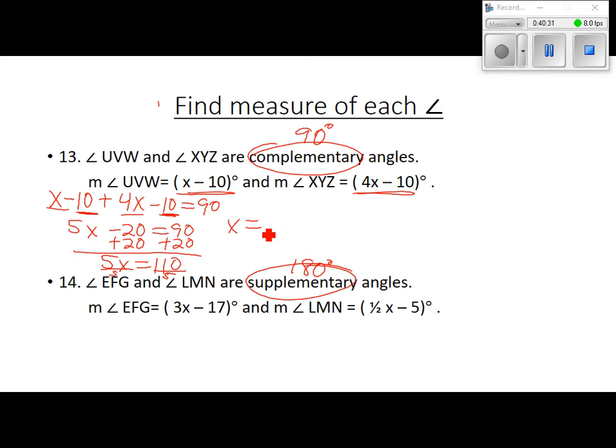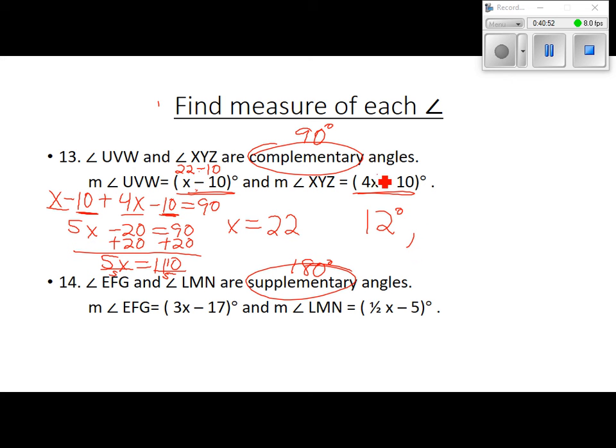X equals, 5 will go into 11 twice, with 1 left over, 5 will go into 10 twice. So x equals 22. Well, that's not our answer. We need to plug that back in. Plug it in right here. You just get 22 minus 10. 22 minus 10 is 12 degrees. That's one of our answers.